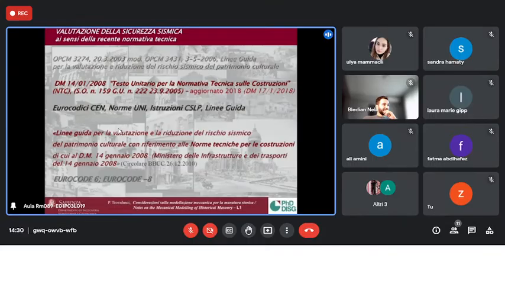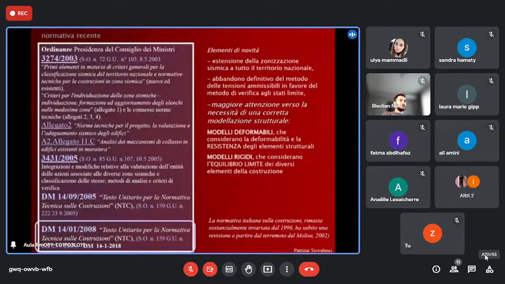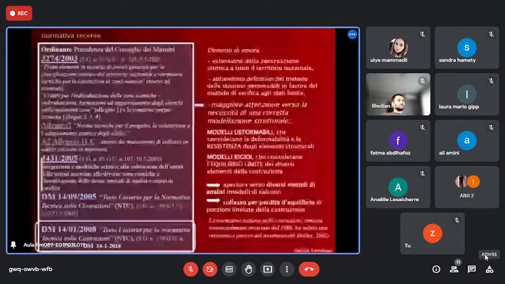for the evaluation and reduction of seismic risk, as seismic risk in our country, in Italy, is a very important point. Also this law recalls the European codes that essentially are focused on the same topics. I didn't remember that this slide was in Italian, but I will translate for you.